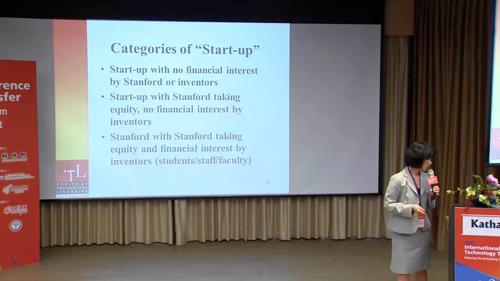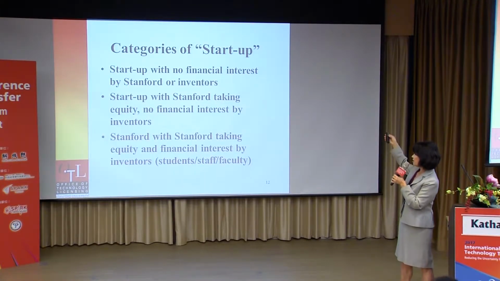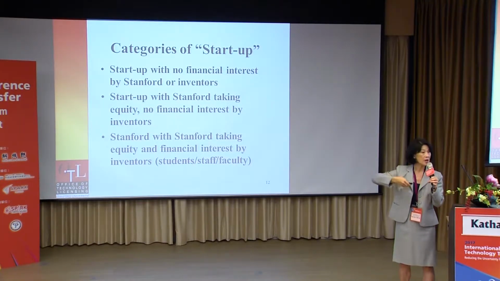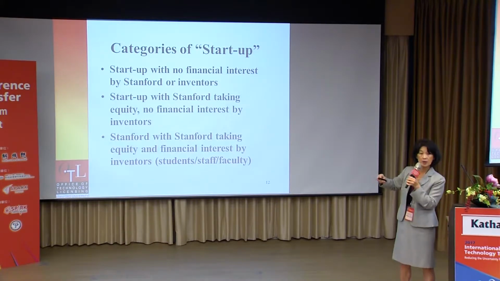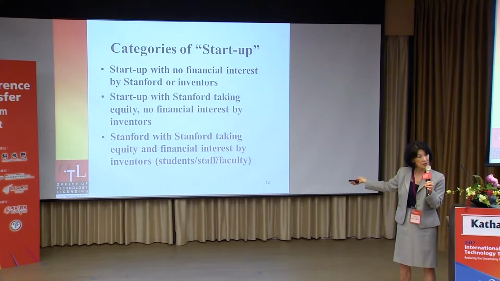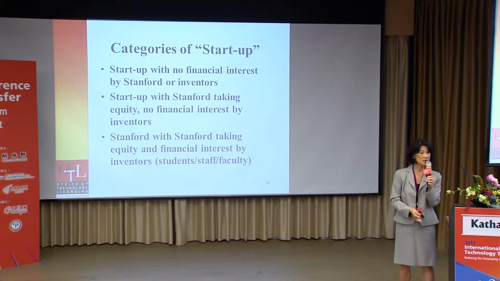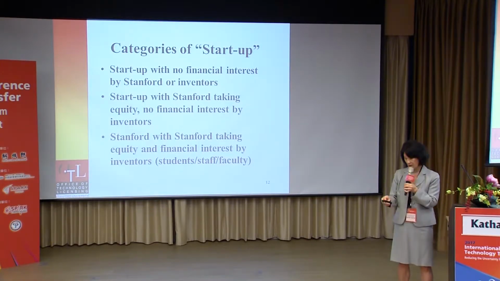So I wanted to talk about these different categories of startups. There are startups where there's no financial interest by Stanford or the inventors, i.e. we don't take equity. There are startups with Stanford taking equity, but the inventors don't have a financial interest. And then there are startups where Stanford is taking equity and there is financial interest by the inventors, which could be students, staff, or faculty.